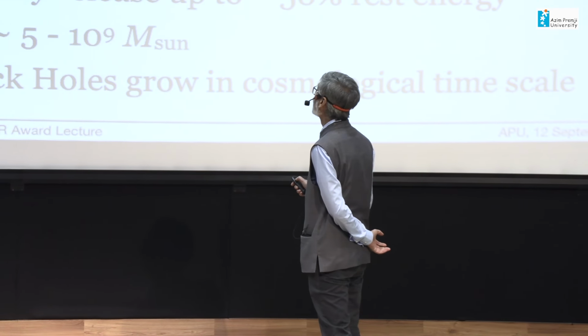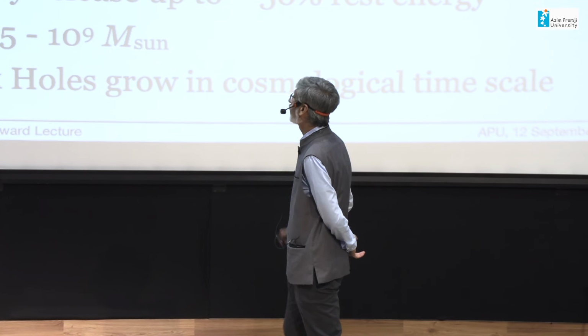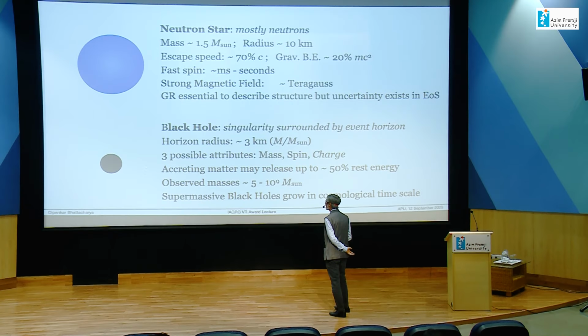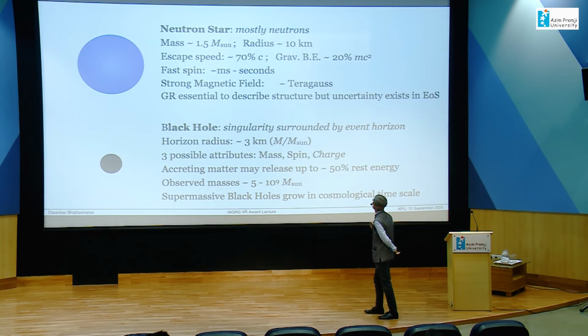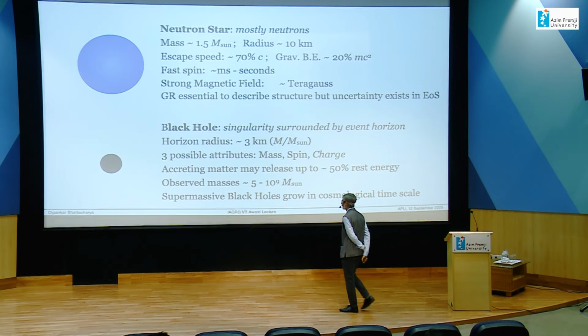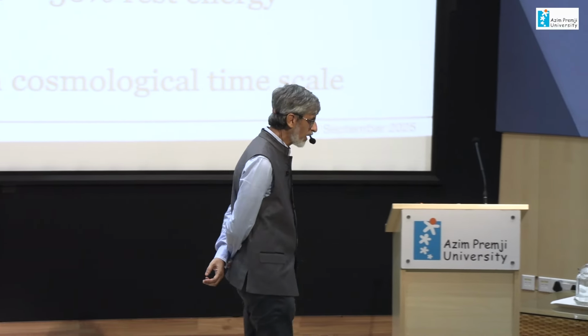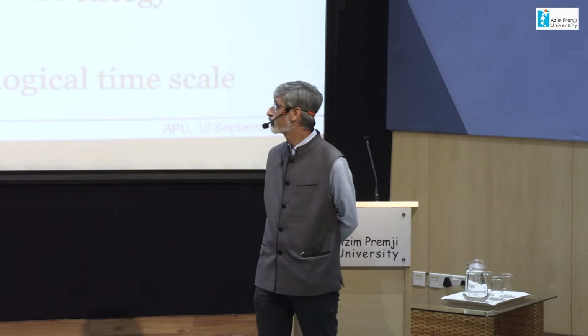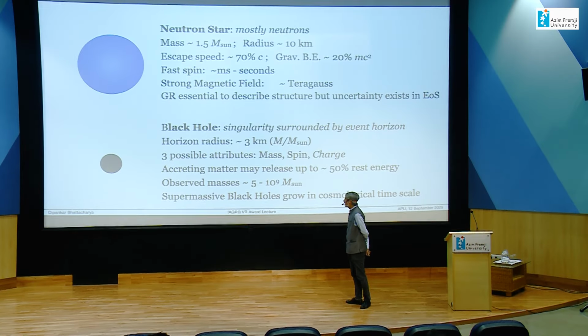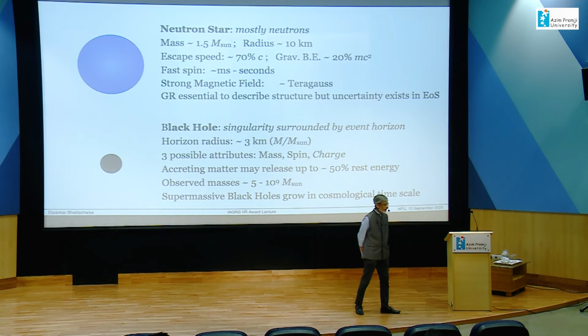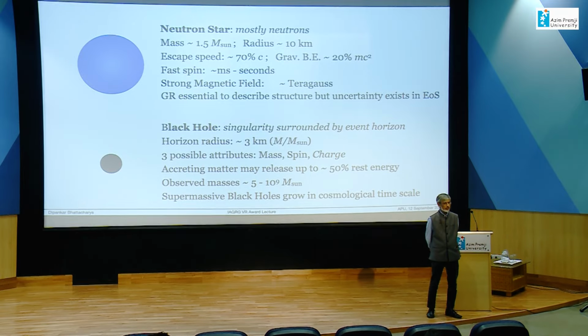So if you take the mass of a neutron star, let's say 1.5 times the mass of the Sun, then its horizon radius would be about 4.5 kilometers, which is even less than this 10 kilometers we are talking about for a neutron star. But it also tells you that neutron stars are indeed very close to becoming a black hole themselves. A black hole could have just 3 possible attributes.